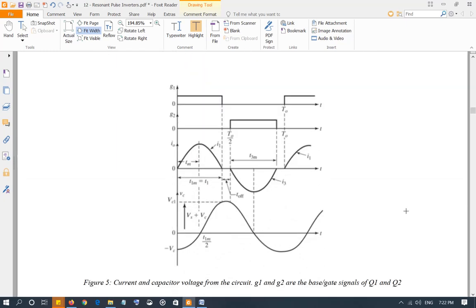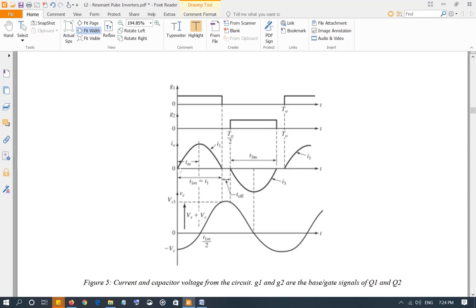As far as waveforms are concerned, these are the waveforms. G1 and G2 are the gate signals if you're using MOSFETs, or the base signals if you're using BJTs, or gate signals again if you're using thyristors. So G1 is activated for Q1 in the first half of the cycle, for the first time T1, or T1M as we're calling it, and then we have the dead zone when both the switches are off, and then we activate Q2.